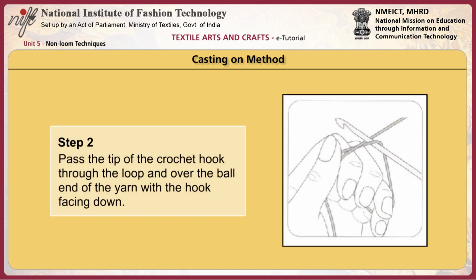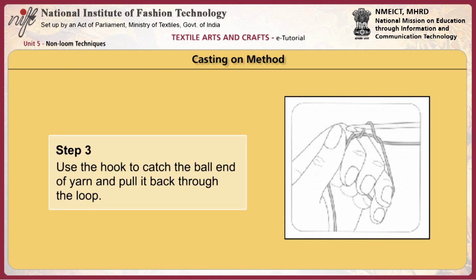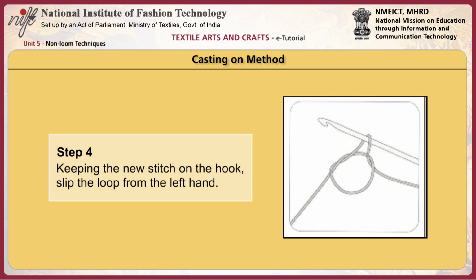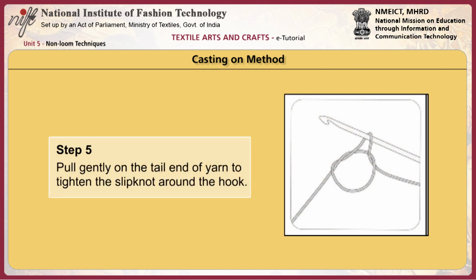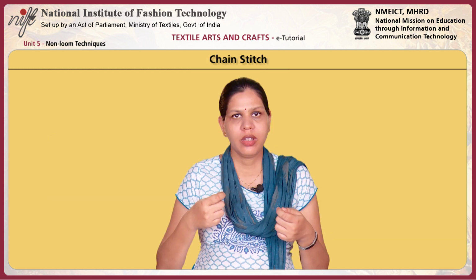Next, pass the tip of the crochet hook through the loop and over the ball end of the yarn with the hook facing down. Use the hook to catch the ball end of the yarn and pull it back through the loop. Keeping the new stitch on the hook, slip the loop from the left hand. Pull gently on the tail end of yarn to tighten the slip knot around the hook.